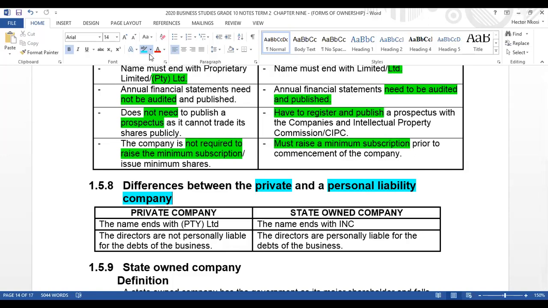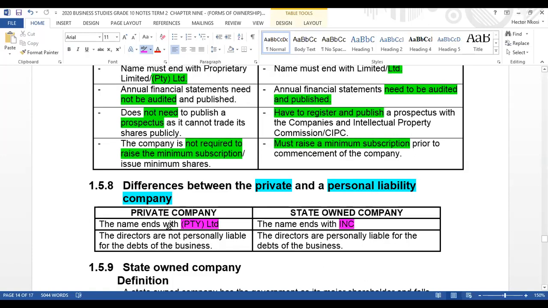We know, boys and girls, that a private company has what? It has your PTY Limited, right? And that's your private company. Whereas your personal liability company, it ends with INC.